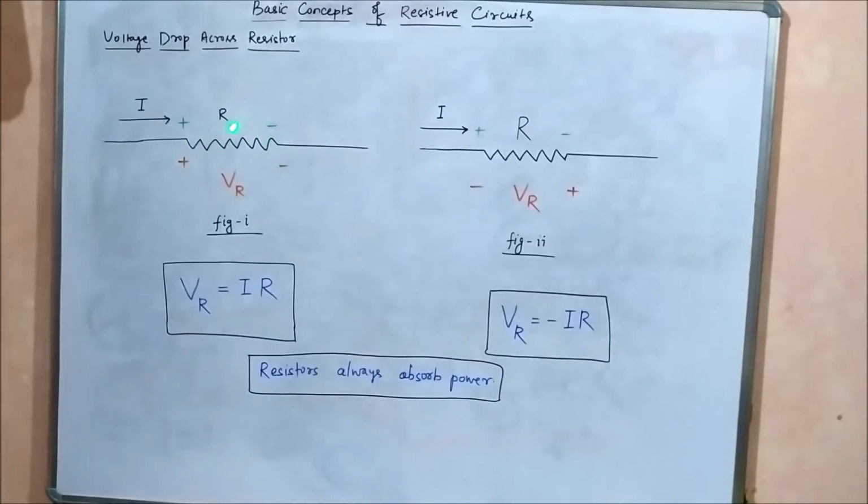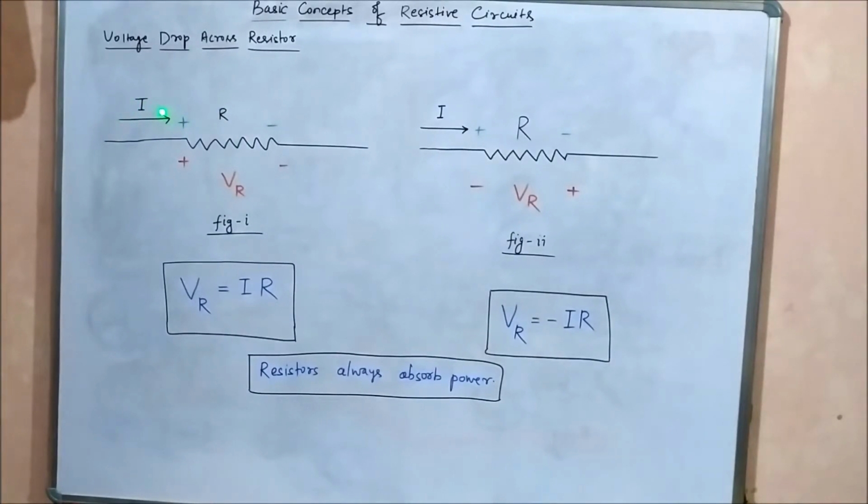So when the voltage drop is measured in the same direction as the polarity placed on the resistor because of the current flow, the voltage drop will be given by this expression: VR is equal to IR, or VR is equal to plus IR. The voltage drop will be plus IR because it is being measured in the same direction as the sign convention placed on the resistor depending on the direction of current flow.